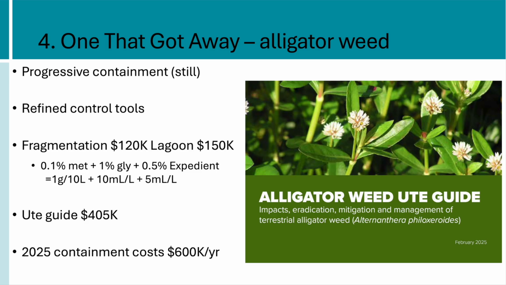We have invested quite a lot of money in refining our control tools, and collectively as councils, we funded the work by NIWA, where they looked at fragmentation and then a field trial of a revised herbicide treatment, 10% MET, 1 gly and 0.5% expedient. We've also collectively funded the Ute Guide, which came out in February this year, which consolidates all the lessons that we've learnt and all the information we have on alligator weed now in a nice, easy to understand manual, both for landowners as well as council staff. And just to give you an idea of the problem that we're managing, in 2025 we're going to spend about $600,000 just containing alligator weed plus staff time.